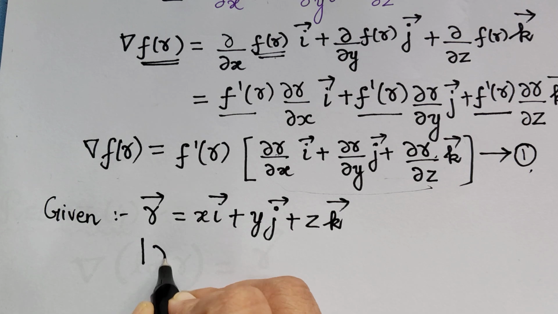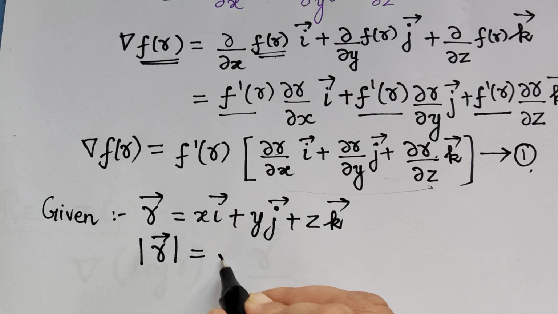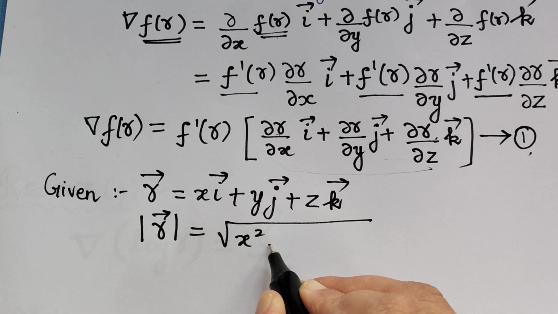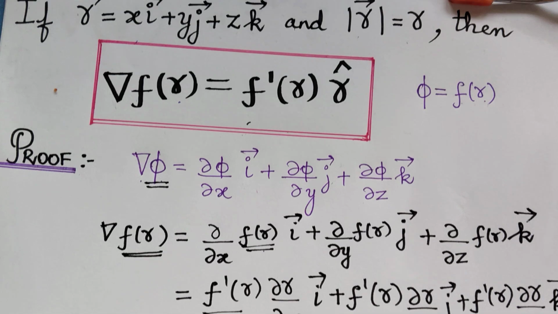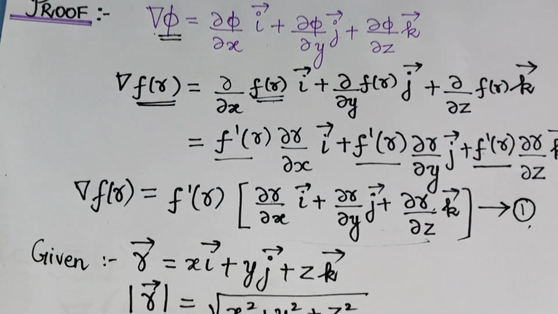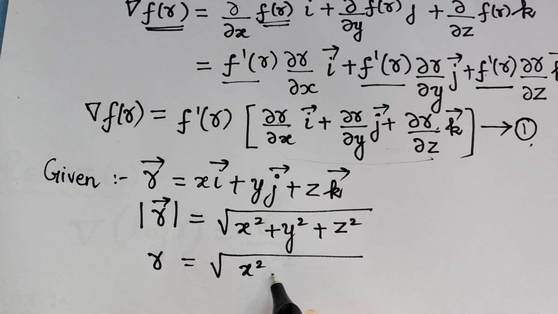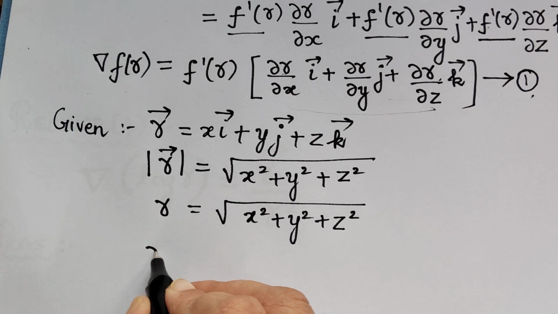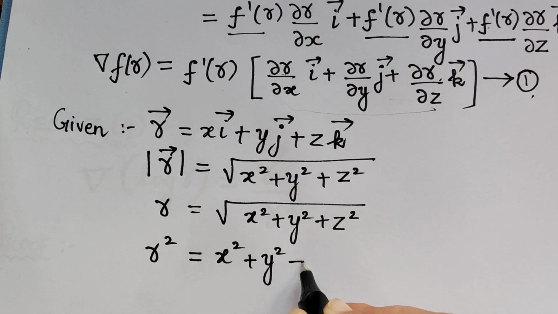We know that modulus of r vector will be equal to, so what will be this modulus value? It will be square root of, by using the concept of magnitude, x square plus y square plus z square. But here, modulus of r vector is given as equal to r. So we will replace this modulus of r vector as r itself. So r will be equal to square root of x square plus y square plus z square. Now if you see, squaring on both the sides, we get r square to be equal to x square plus y square plus z square.